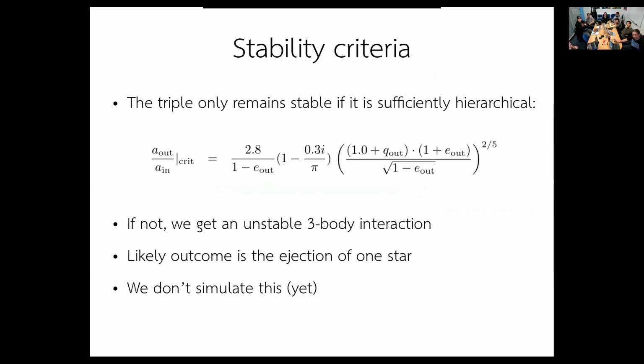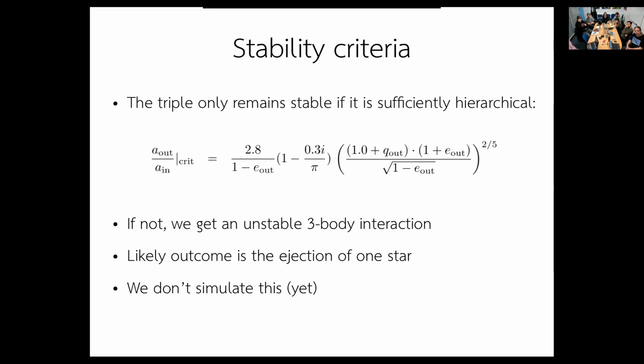This is the condition I mentioned before. This is from the Mardling and Aarseth paper. And you can just plug this in and see if your system obeys this or not. The motivation behind this is that it comes from the positioning of various resonances between the binary and the triple orbit. And if your separation is smaller than a_out, then you're in overlapping resonances and you can assume it to be unstable.